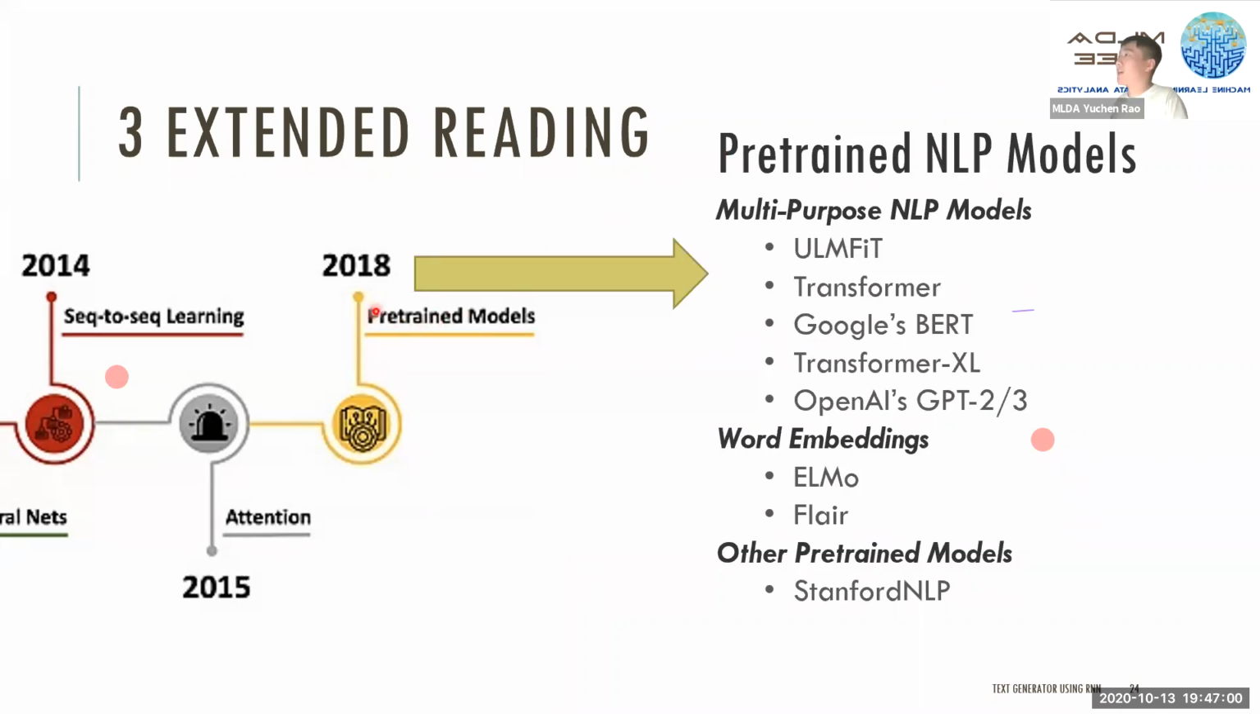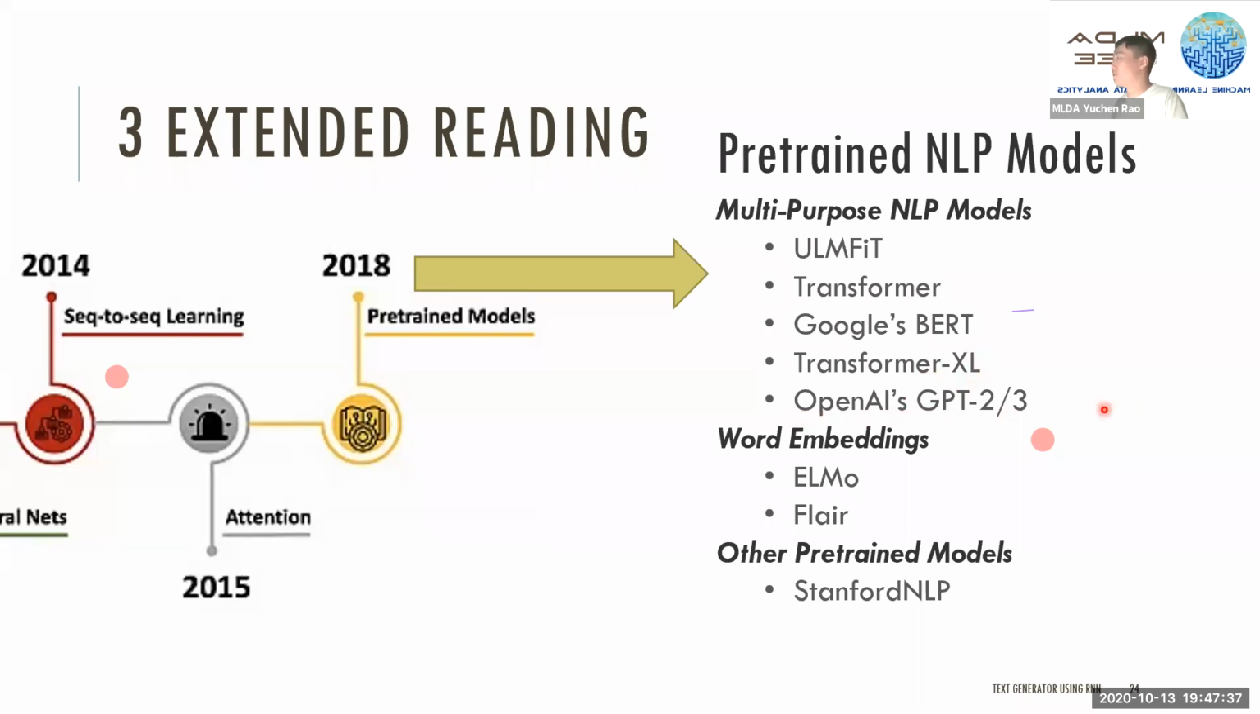So after that, we came to the state-of-the-art models, the so-called pre-trained NLP models. Many large companies have computational resources and rich text resources, so they want to use their very powerful computational resources to train their models. For example, the very famous Google's BERT, Transformer-XL, and also OpenAI's GPT-2 and GPT-3.